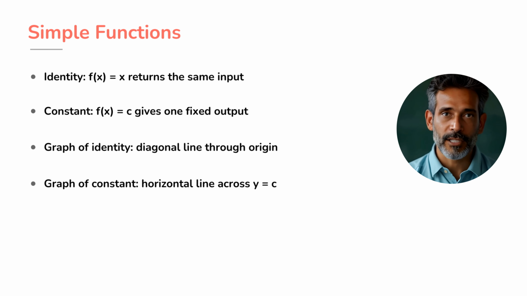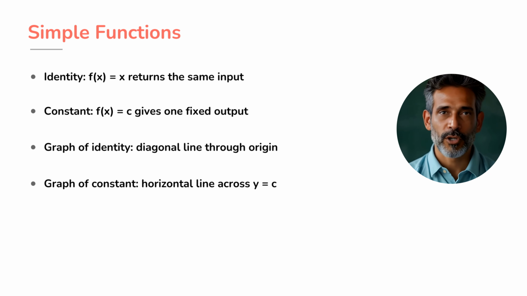First, the identity function. f(x) = x. This means whatever input you give, you get exactly the same output. If you input the number 3, the output is also 3. Graphically, it's a straight line that passes through the origin and rises diagonally at a 45-degree angle.